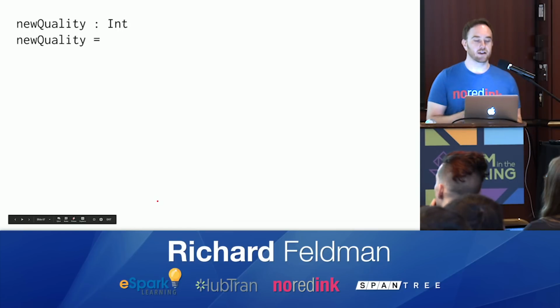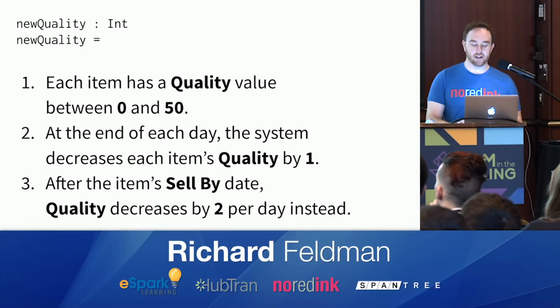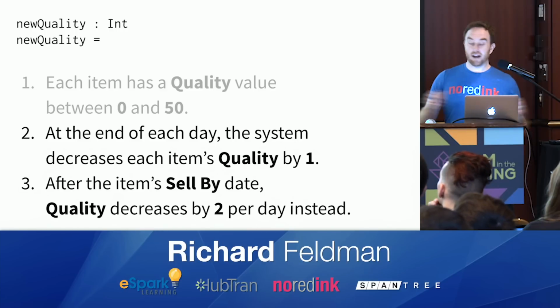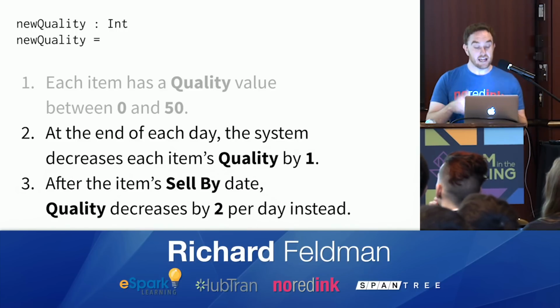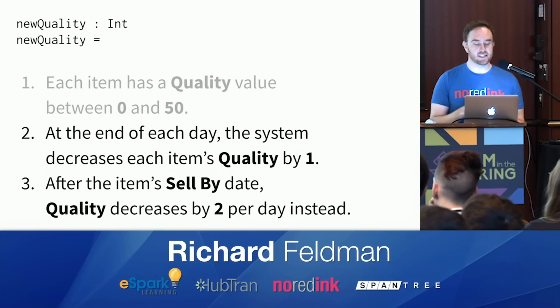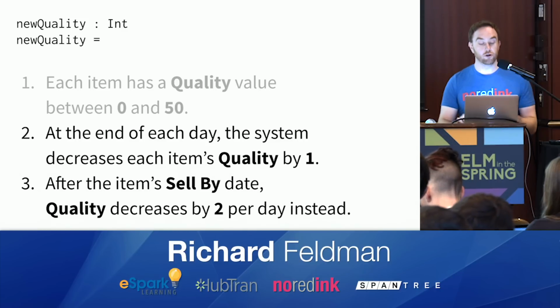All right, so how do we make new quality? As a recap, each item has a quality value between 0 and 50. Check! We actually don't have to do anything in here to do that. We've already taken care of that with our quality module. At the end of each day, which is where we are now, the system decreases each item's quality by 1, and after its sell-by date, quality decreases by 2 per day instead.